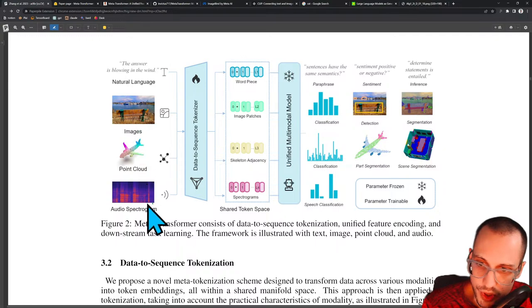Natural language, images, point cloud, data-to-sequence tokenizer. Here you have your shared token space. And then that goes into this unified multimodal model, which I guess is frozen here. And then you have your task-specific heads.